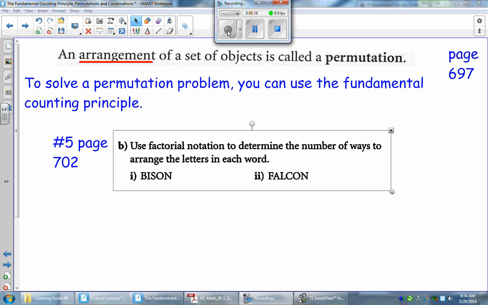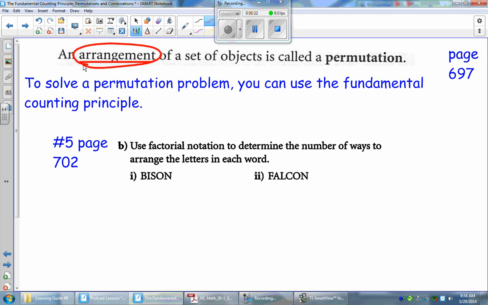A permutation is an arrangement of a given set of objects, and the key word here is arrangement. When you see the word arrangement, it implies that order of the objects matters. So if I have 3 people and I need to line them up for a group photo, if I switch two of the people, I'm going to actually create a whole new arrangement. So that's what I mean by permutation.